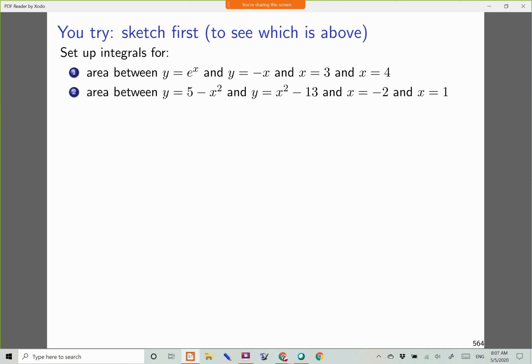And then the second one is to set up an integral which represents the area between y equals 5 minus x squared and y equals x squared minus 13. And the vertical lines x equals negative 2 and x equals 1. So I want to just give you a moment to get your feet wet and try this. I'll have a full thing on this slide in a moment.